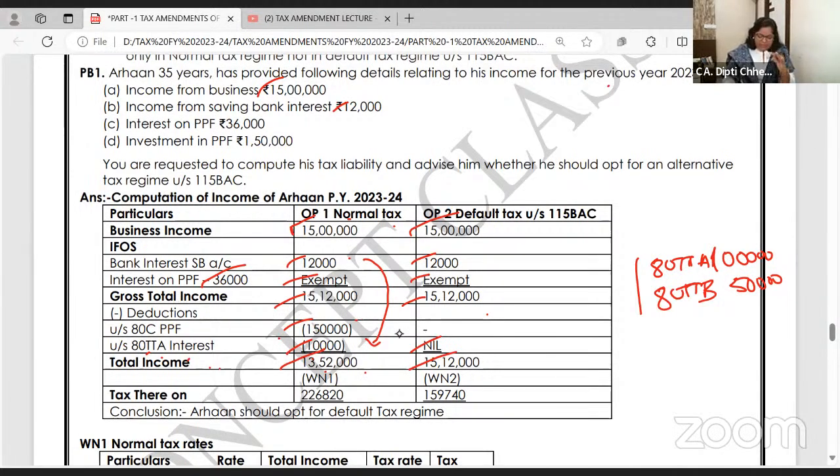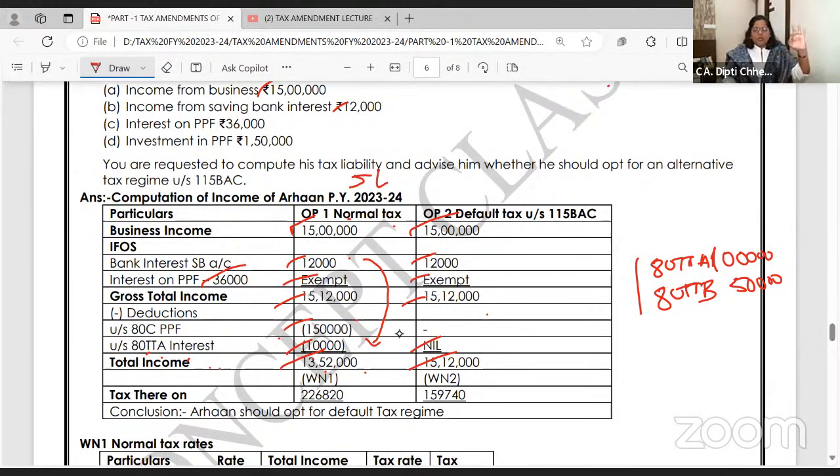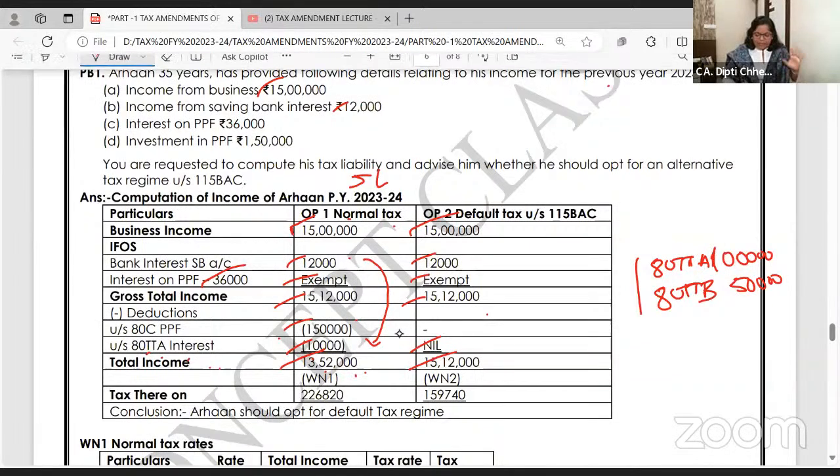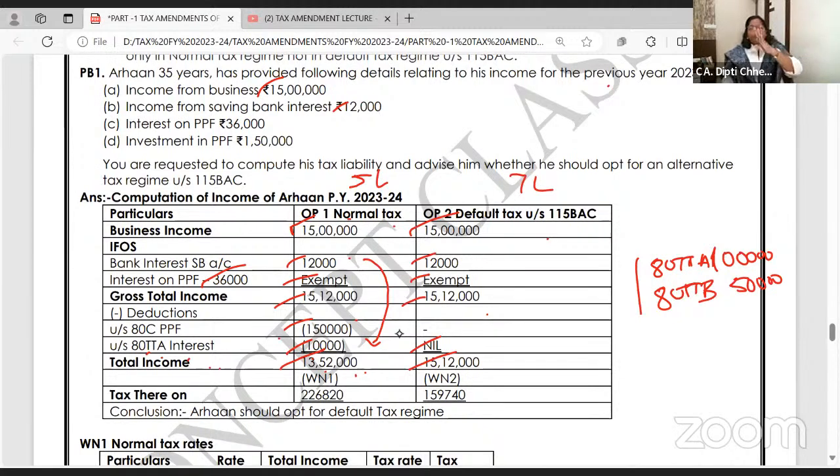Now take a pause and tell me, is Arhan eligible for rebate? Answer is no. In normal the rebate comes if your total income is up to 5 lakh. His total income is above 5 lakh. Rebate will not be given. In 115BAC, if the total income is above 7 lakhs, it will not be given, because here the income is crossing 7 lakhs. Okay, shall we add surcharge? No, because only if the income exceeds 50 lakhs, then surcharge. I am working exactly with the mindset of how students should think in exam. This will not come, let's move ahead.